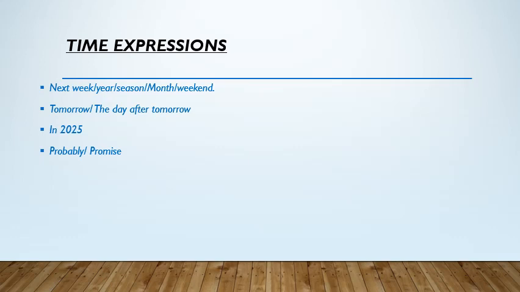Another expression is tomorrow or the day after tomorrow. So we are talking about a near future here. In 2025, of course, since we are in 2020, we are talking about a future action. And of course, the indication can be 2025. So here we are talking about a future simple. Probably and promise. So here probably comes as an adverb and promise comes as a verb.